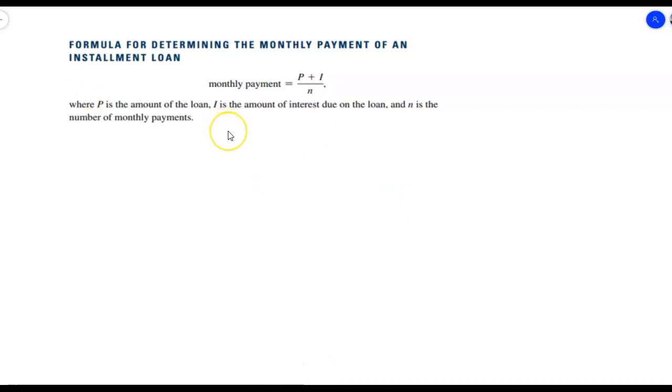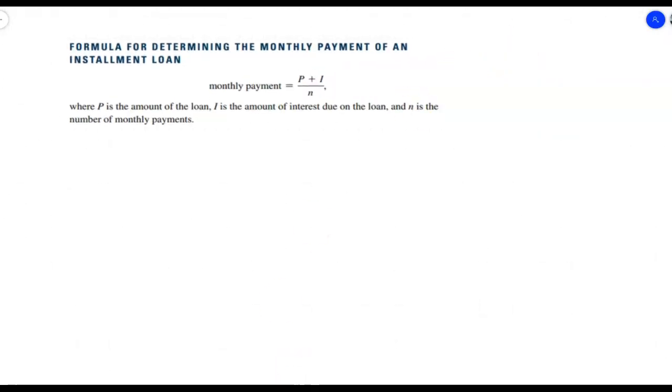So the first formula here, this is on page 391, is the formula for determining the monthly payment of an installment loan. I'm not sure how much they actually use these installment loans anymore, but we get a pretty good idea how much we would actually pay on maybe a car, a truck, or a boat that we bought using this installment loan.